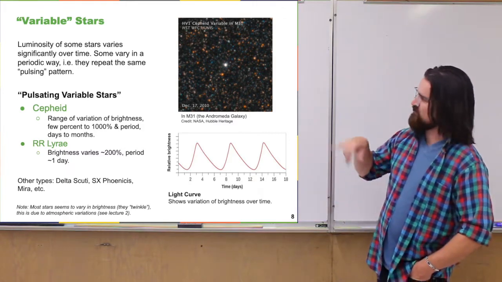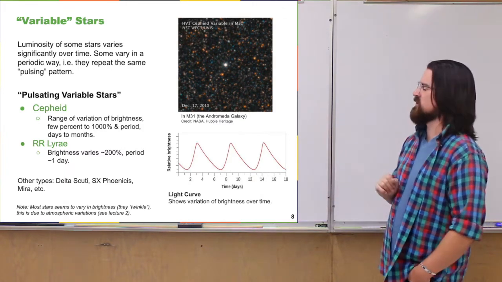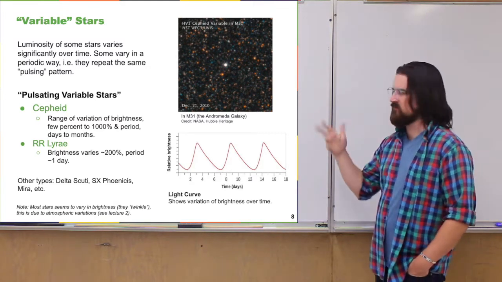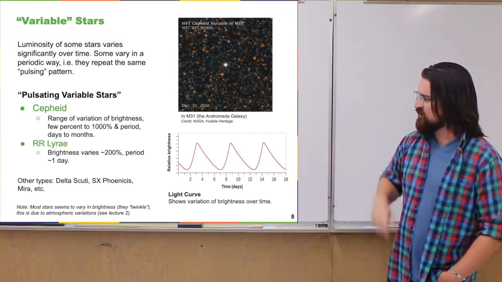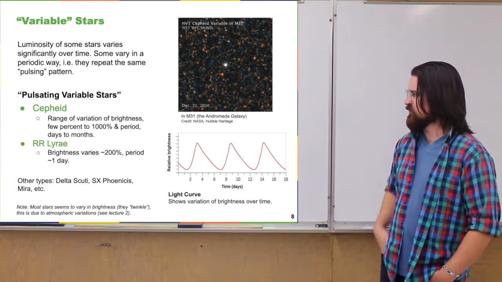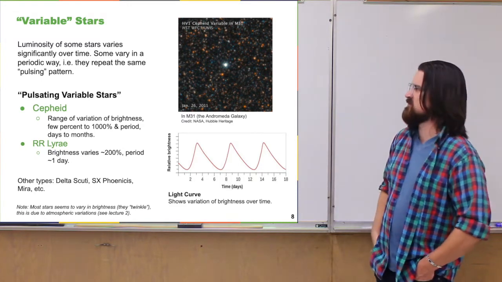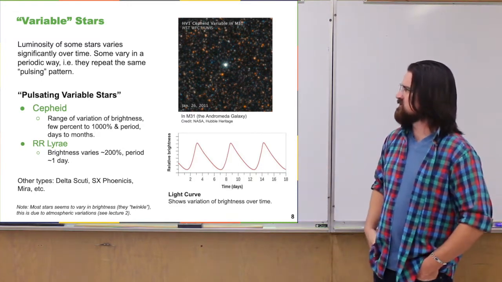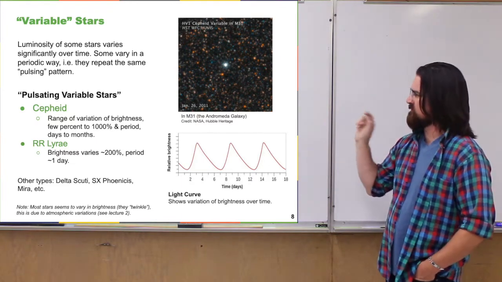There are other types of these variable stars. These are just the ones we're going to look at, and some of the most important categories in general. But there's all these other ones too, and there's even subcategories of these Cepheid and Lyrae ones. We're just going to talk a little bit more about the Cepheid ones.